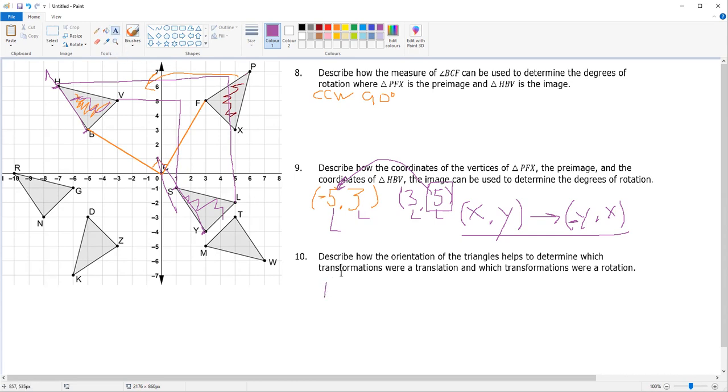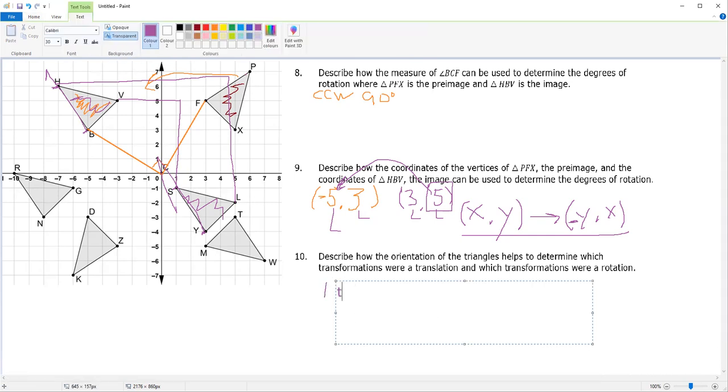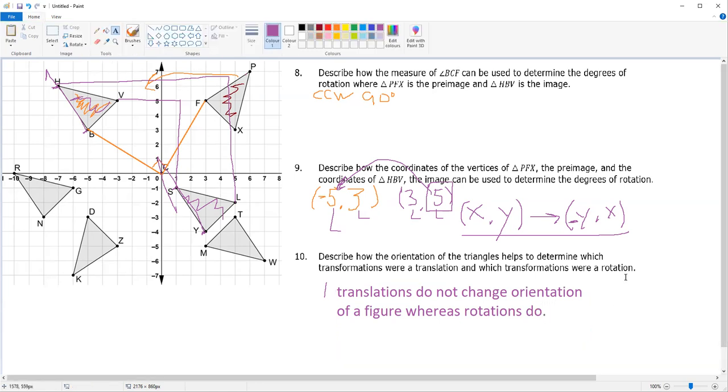I'll just type it in here to make it faster. So translations do not change orientation of a figure, whereas rotations do. So there you go. There you have it.